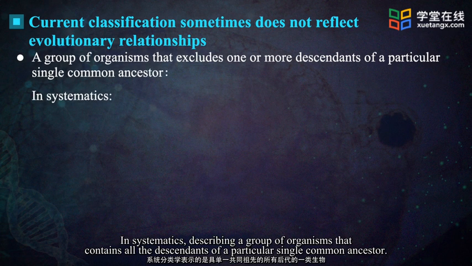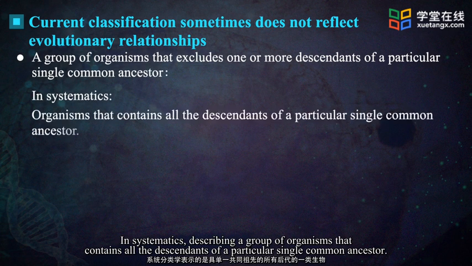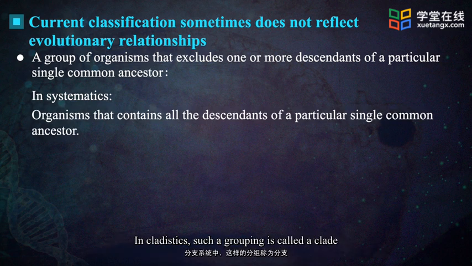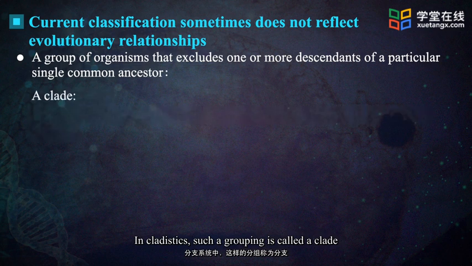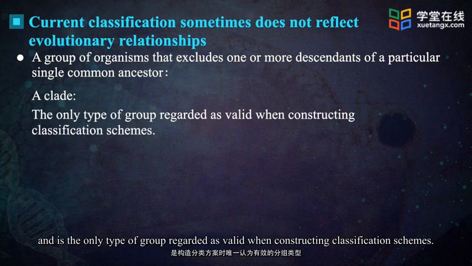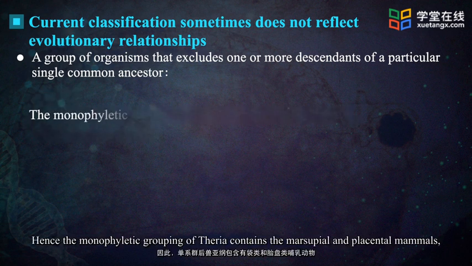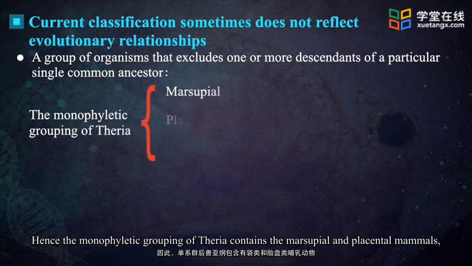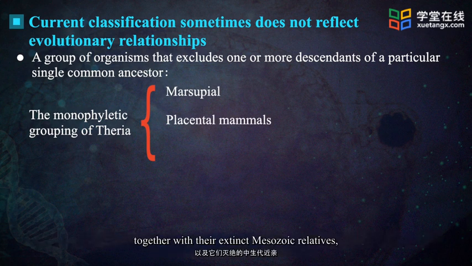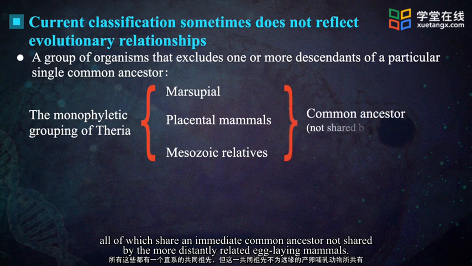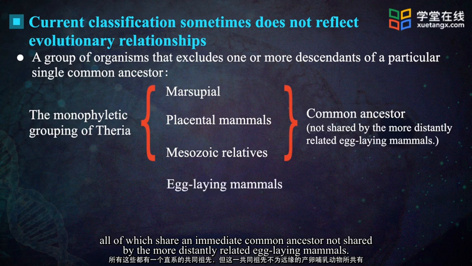In systematics, monophyletic describes a group of organisms that contains all the descendants of a particular single common ancestor. In cladistics, such a grouping is called a clade and is the only type of group regarded as valid when constructing classification schemes. Hence, the monophyletic grouping of Theria contains the marsupial and placental mammals, together with their extinct Mesozoic relatives, all of which share an immediate common ancestor, not shared by the more distantly related egg-laying mammals.